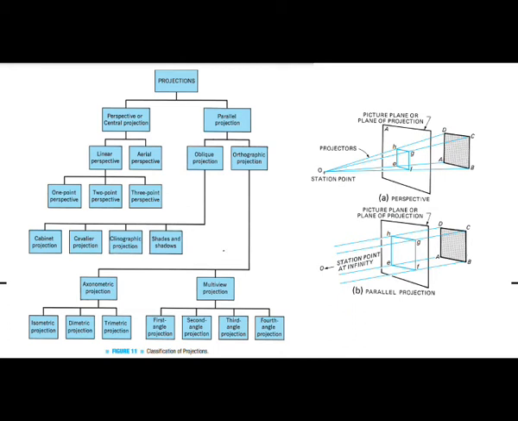There are so many categories of projections, so no need to remember all, but isometric projection, first angle projection, and third angle projection are the important ones. Projected views are also shown here, perspective and parallel projections. In perspective, from the observer the rays become like a cone, but in parallel, the rays always go to infinity.